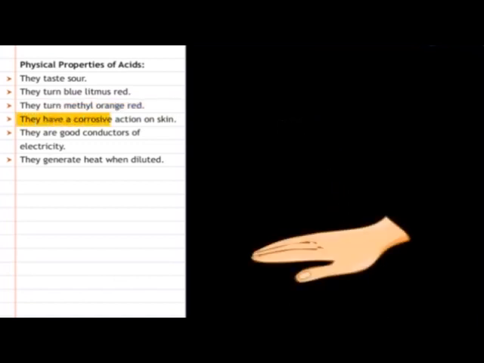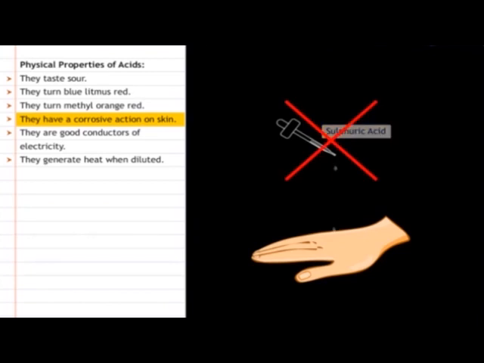Acids have a corrosive action on the skin. Sulfuric acid stains the skin black. Nitric acid stains the skin yellow. And hydrochloric acid leaves an amber stain on the skin.